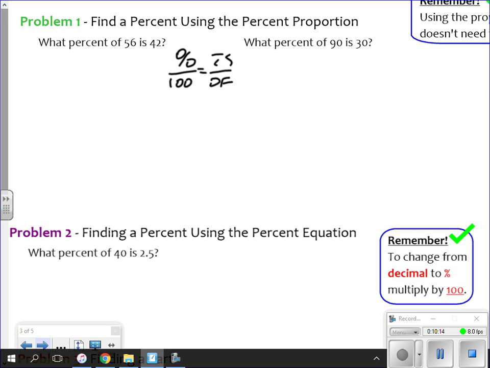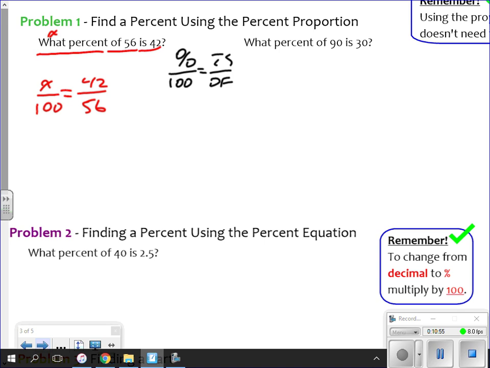There are three things in our problem, and we have three spaces to fill. Two of them we know. One of them is the thing we don't know. That's going to be the variable. So this one says what percent. When I see the what, ooh, that's my x. So I get x for my percent of 56. 56 is my of. 42 is my is. Percent over 100 equals is over of.